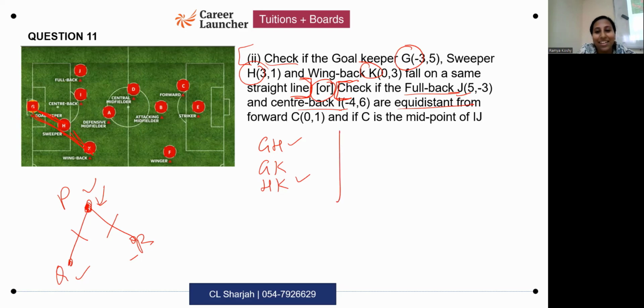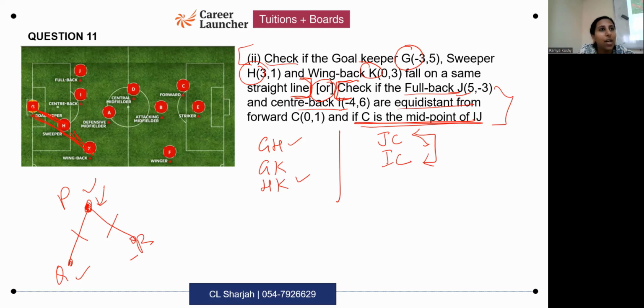Okay, so first you find out JC, you find out IC. If both of them are equal, that means it's equidistant. And how do you confirm whether C is the midpoint of IJ or not? You just check, apply the midpoint formula. But too much work for this question, I think. The other one was better. Right?